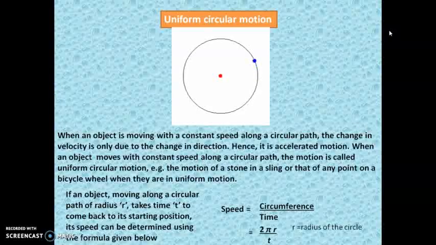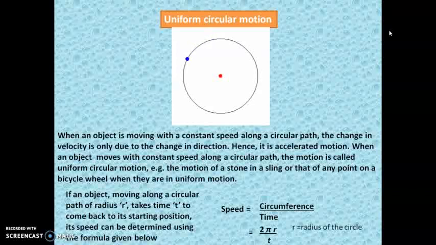Okay, now there was one small topic, which is uniform circular motion. So I will explain quickly what this uniform circular motion is. It is on page 9 of your textbook. Okay, so let's see what it is. When an object is moving with a constant speed along a circular path, the change in the velocity is only due to the change in the direction.